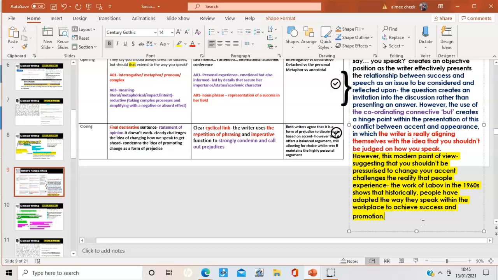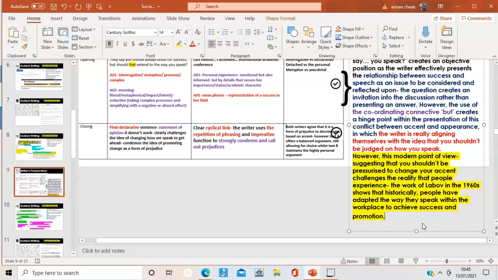So that's the link and compare. Let's have a look then. We could say, however, that this modern point of view, suggesting that you shouldn't be pressurized to change your accent, challenges the reality that people experience. The work of Labov in the 1960s shows that historically people have adapted the way they speak within the workplace to achieve success and promotion.